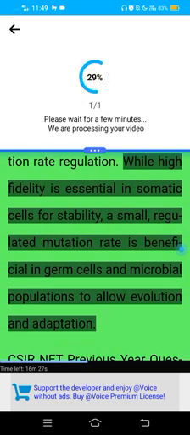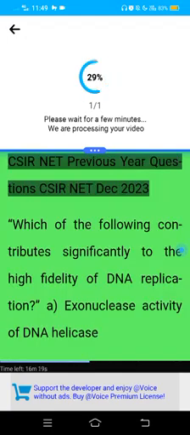While high fidelity is essential in somatic cells for stability, a small, regulated mutation rate is beneficial in germ cells and microbial populations to allow evolution and adaptation.